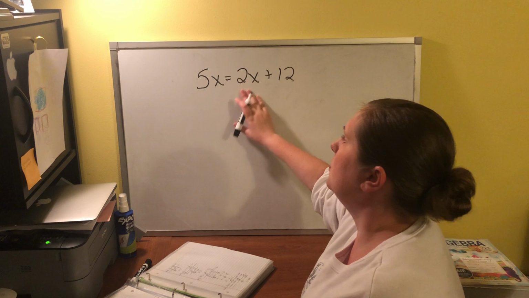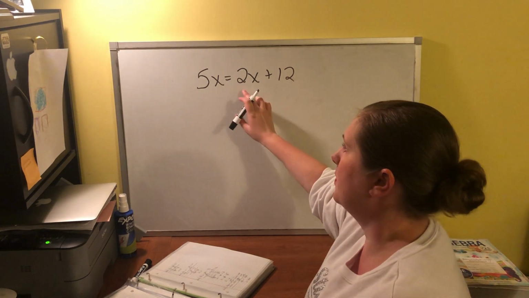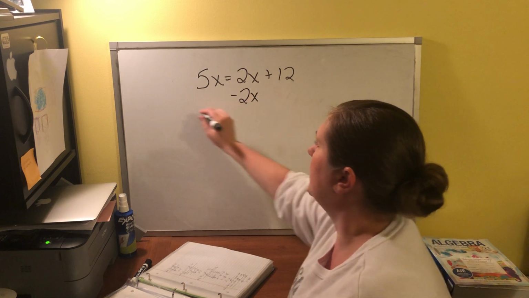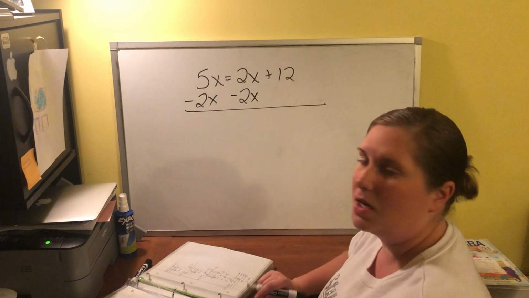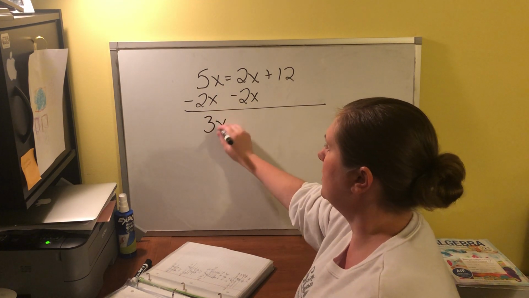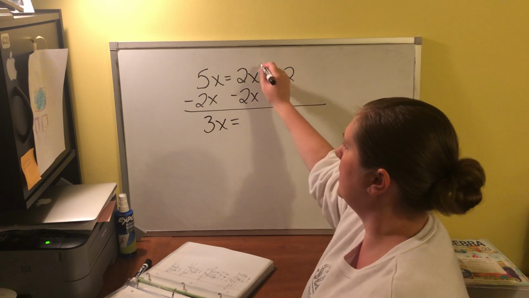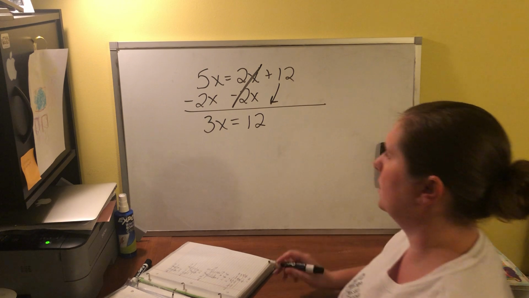Now, to move the 2x over to the 5x, remember we have to do the opposite operation. This is a positive 2x. So we're going to subtract 2x on both sides of the equal sign. And then we're going to simplify. Well, 5x minus 2x is 3x equals, well, 2x minus 2x cancels. That's what we want. And we're going to bring down our positive 12.